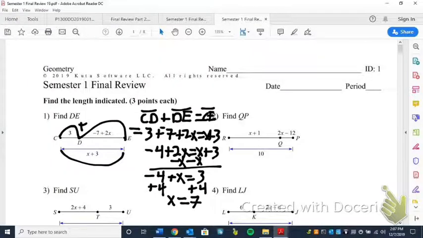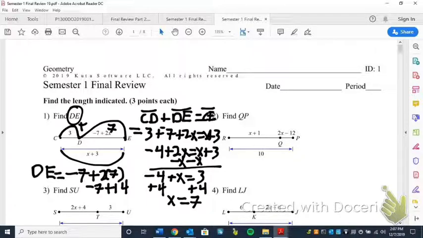Now, we're asked to find DE. So what we want to do is we go DE is negative 7 plus 2x. We're going to plug the 7 in there for the x. So we get negative 7 plus 2 times 7, which is 14. Negative 7 plus 14 equals positive 7. So DE equals positive 7. If that really straightforward way works for you, keep that.